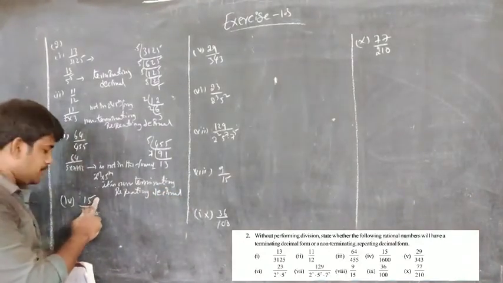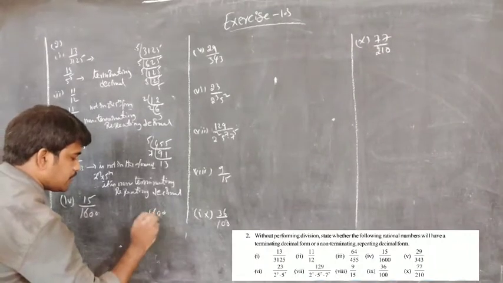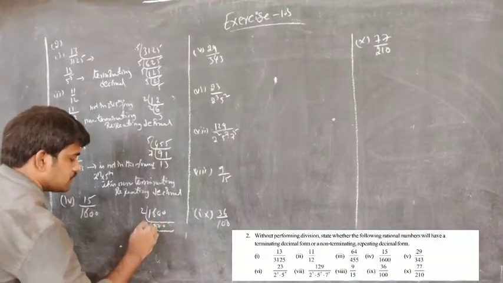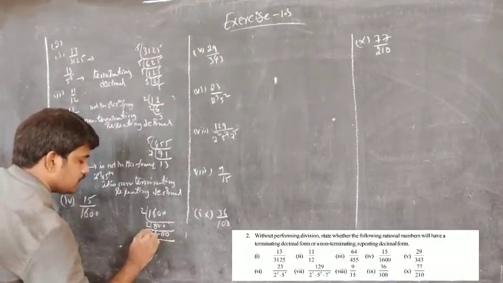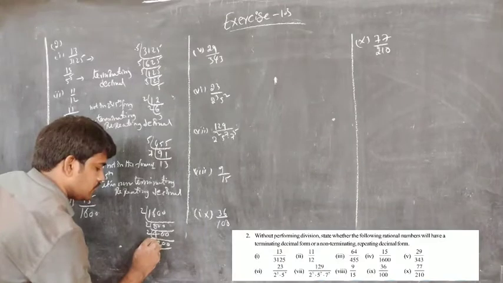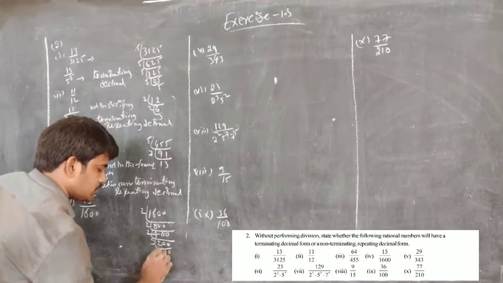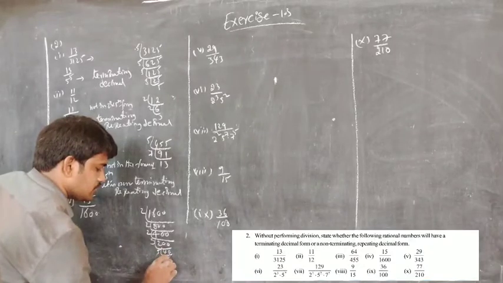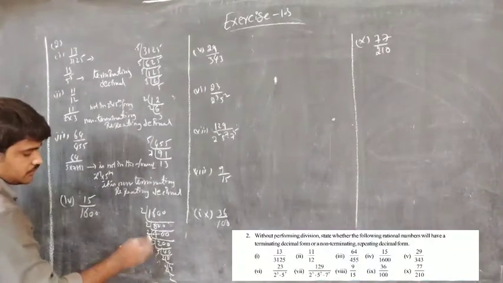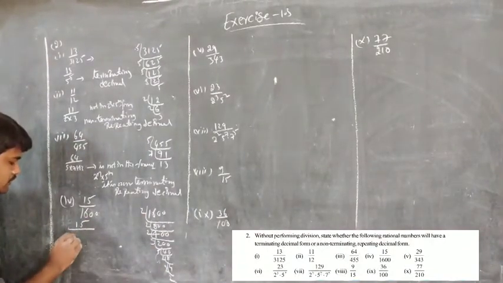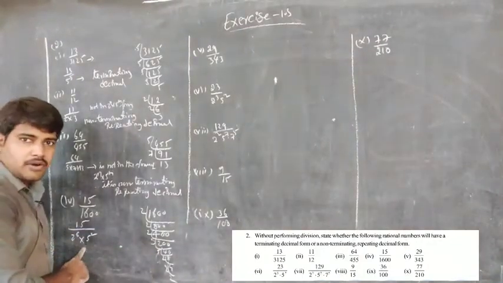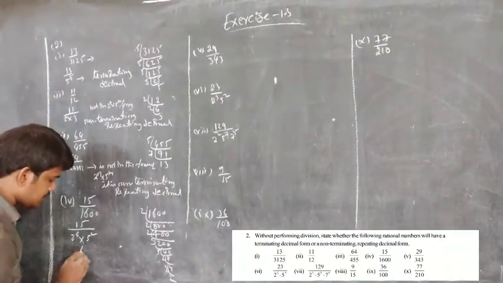Next, fourth one, 15/1600. 1600 is written in the form of 2 table 800, 2 table 400, 2 table 200. Next again with 5 table 40, 5 table 8 times, 2 table 4 times, 2 table 2 times. So here 1 2 3 4 5 6. So 15/2 power 6 into 5 square. This is in the form of 2 power n into 5 power m, so it is a terminating decimal.